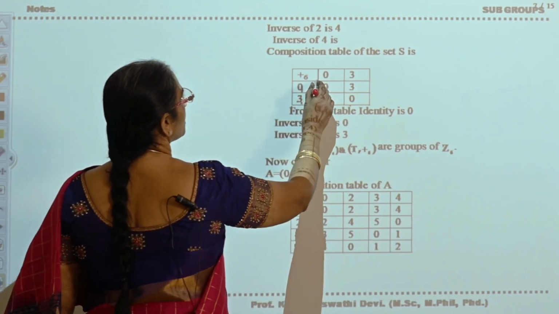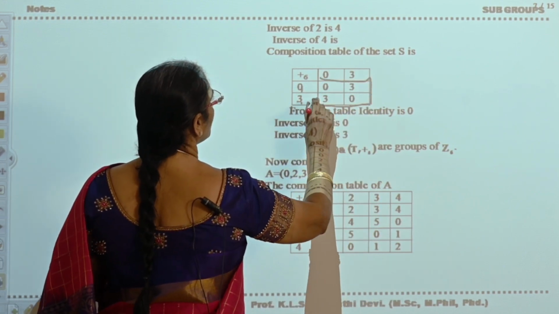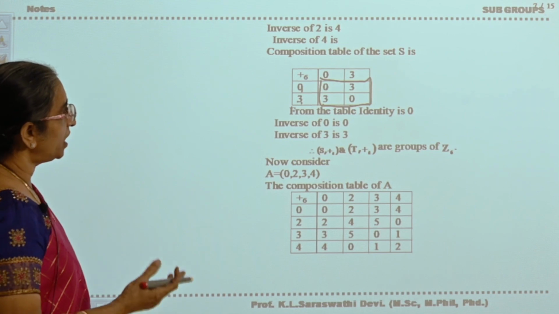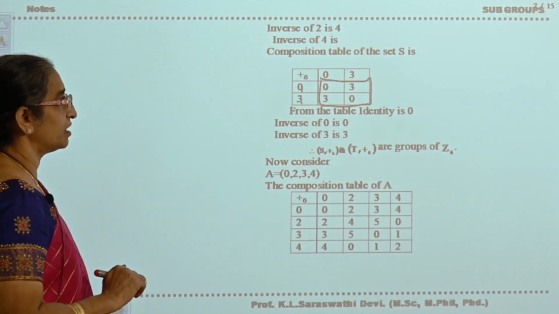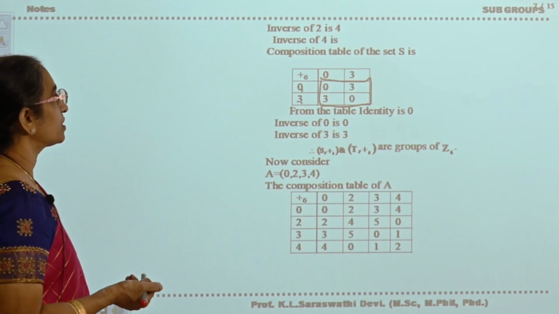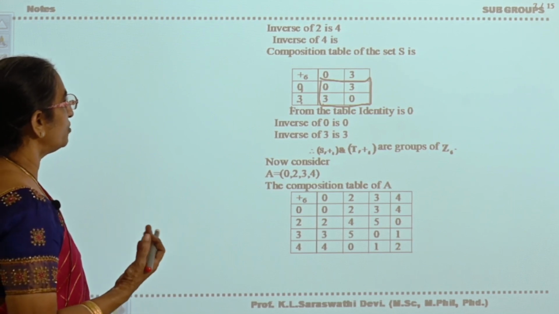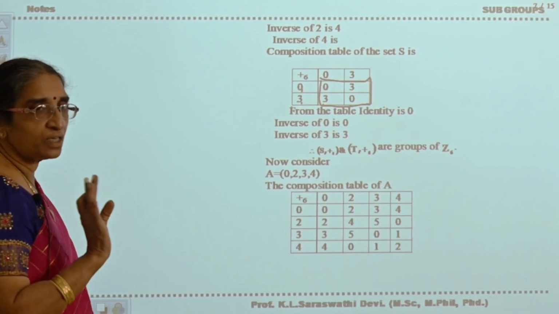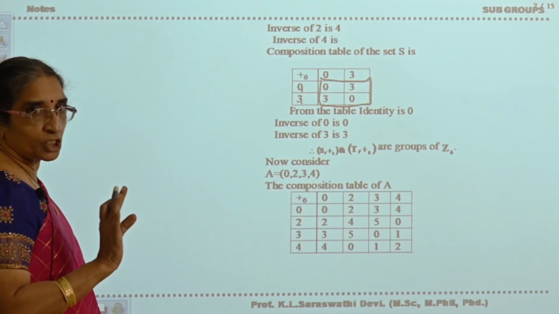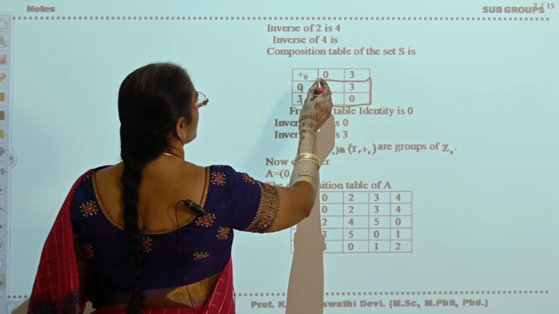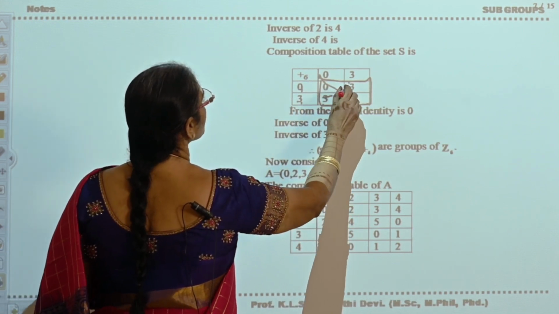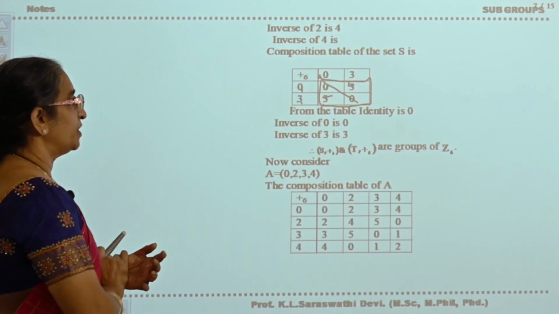Now, this is the body of the table. All the entries are in T, 0 and 3. Identity exists in each row and each column. Next, the inverse of 0 is 0, the inverse of 3 is 3. Now you got it. This is an abelian group. This is the principal diagonal, this is 3, this is 3. This is an abelian group.